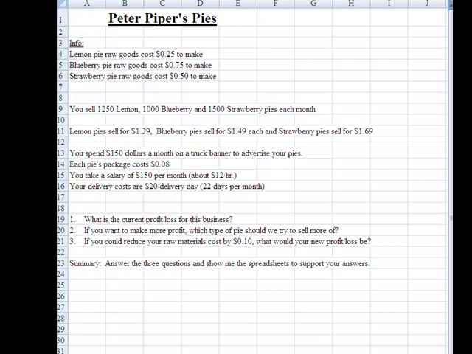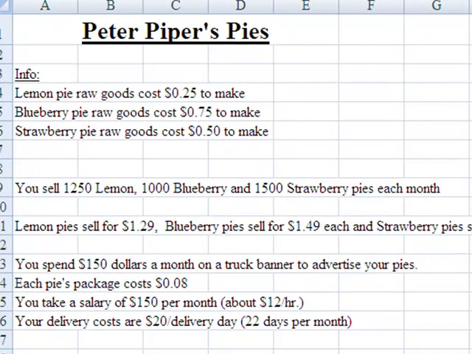This is the homework introducing you to the first section on income statements. What we will be doing is constructing a very simple income statement that has a couple of variables to it. It's got three pies. It's got three different volumes that we sell these pies at. It's got three different prices that we sell these pies at, and it's got three different costs to manufacture these.